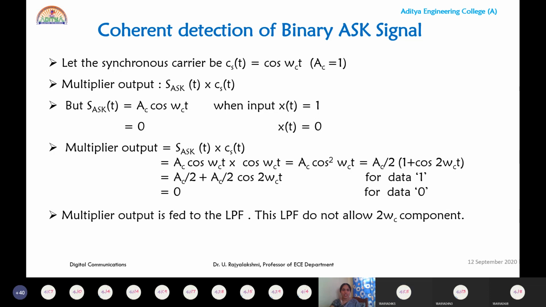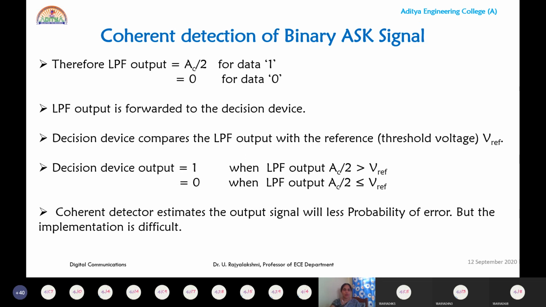AC by 2. Yes, only AC by 2, because the 2 omega ct term gets cancelled. Our low pass filter does not allow a high frequency component. Omega c is a higher value, so 2 omega c will be twice that magnitude. So our low pass filter does not allow the 2 omega c component. That's why the output is only AC by 2. Low pass filter output will be AC by 2 for data 1, and for data 0 it is 0.